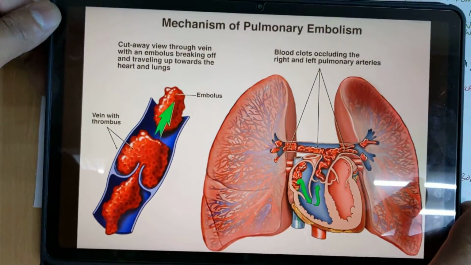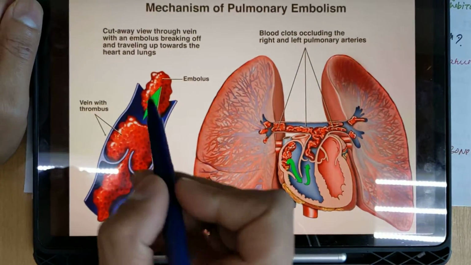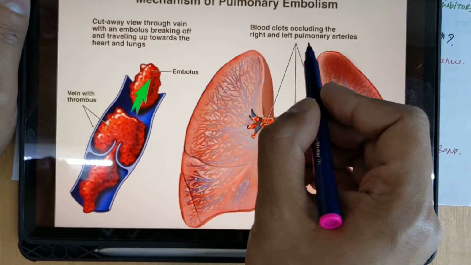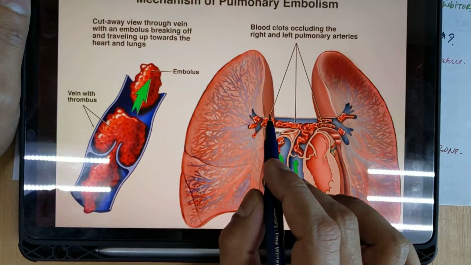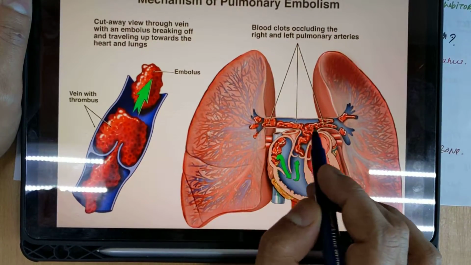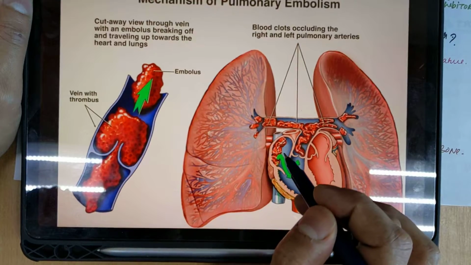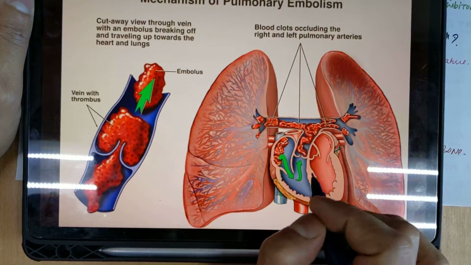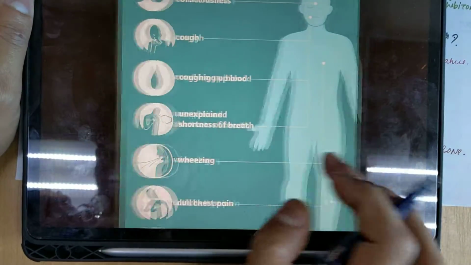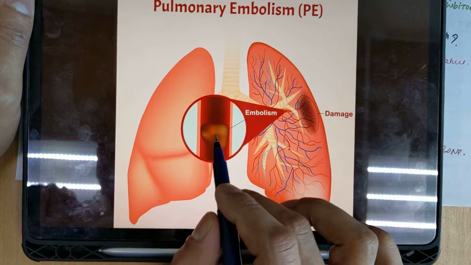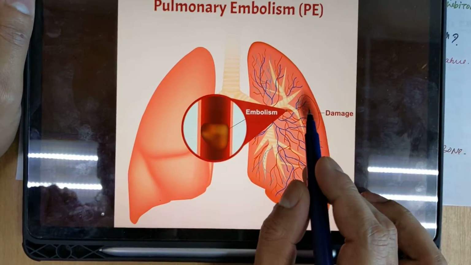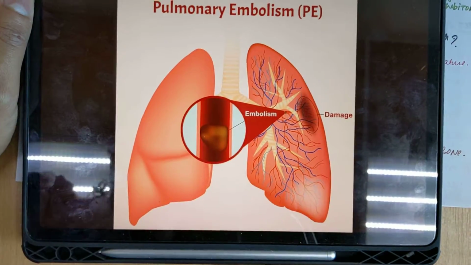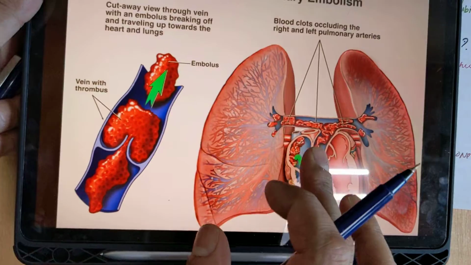So here you can see the mechanism. These are your lungs, and this is a cutaway view of the vessel, with blood clots circulating in the right and the left pulmonary arteries. You can see these red parts in the vessels, the right and left pulmonary arteries, and these clots are restricting blood flow to the lungs, and because of that there is impaired circulation in the heart also. You can see this emboli damaging here. In this vessel there is an embolus. Clear? So this is what you can see in the patient, embolism in the pulmonary vessels.